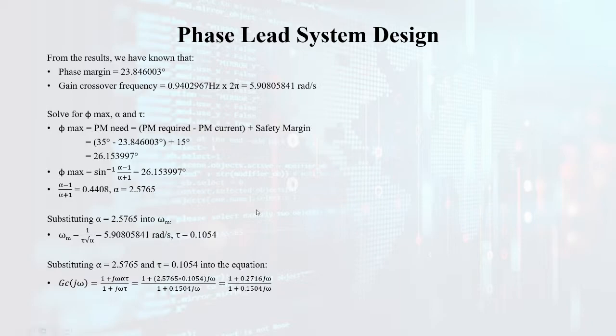And the final part of this is we have to substitute this alpha and this tau into the equation. This equation is the transfer function of the phase lead network. After substituting the answer here, we will get that the transfer function of the phase lead network is equal to (1 plus 0.2716 j omega) over (1 plus 0.1504 j omega).